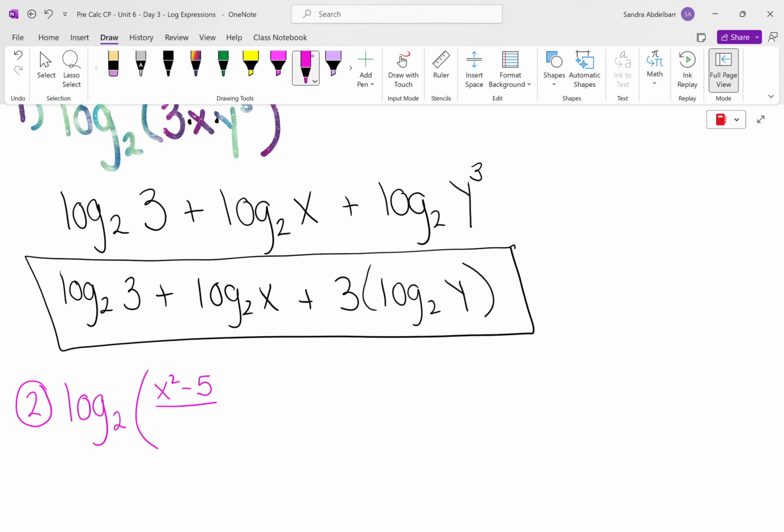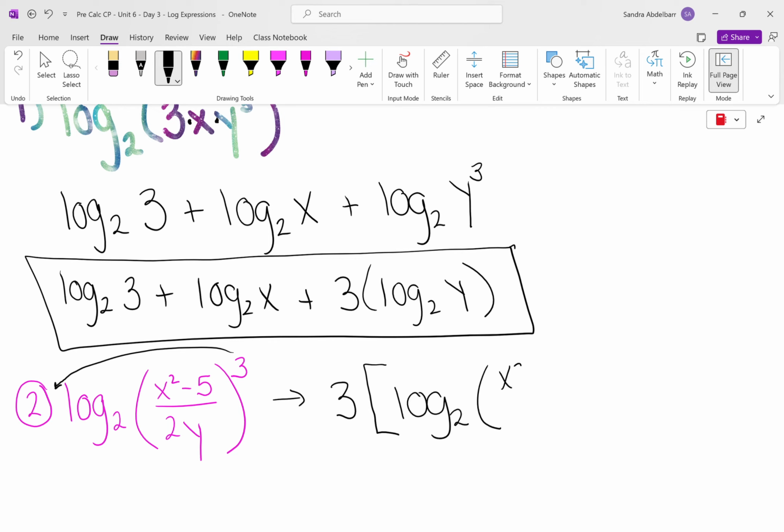Log base 2 of (x squared minus 5) over 2z, raised to the 3rd power. Let's not use a z, let's use a y. So this goes from there. Do you see how this exponent of 3 is on top of my whole entire argument, not just part of it? So now this 3 is going to go in front of everything. So we're going to do 3 and then brackets. So it's getting pulled in front of everything.